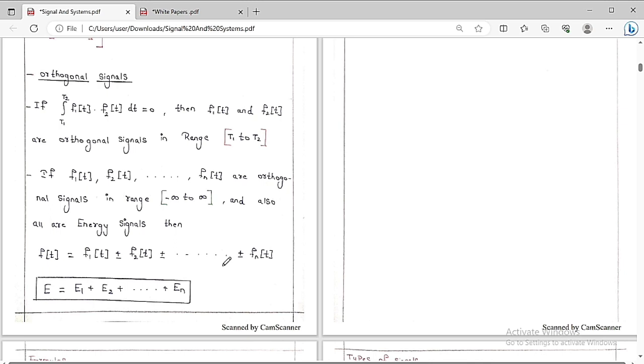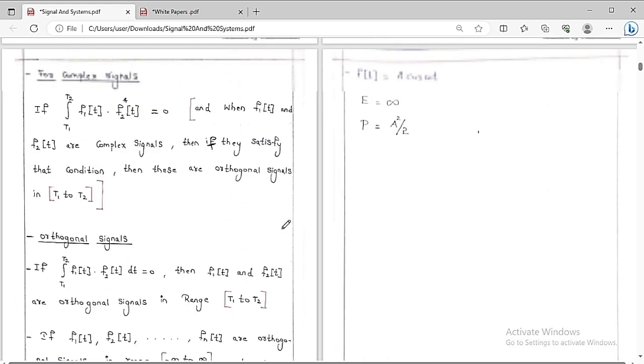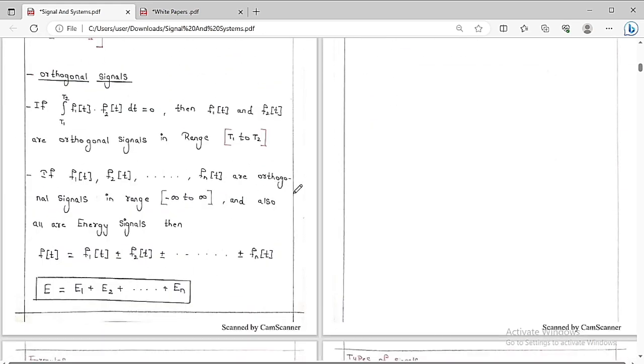So finally, I can say only one point. Suppose you take all energy signals and all these are orthogonal, then whether you do subtraction or addition in different manner, finally the resultant signal energy is nothing but the summation of the individual signal energies. Similarly, if you take all power signals and all these are orthogonal, and whichever addition or subtraction you do, you get the net resultant signal f of t. For that, the net power is the summation of the individual signal powers. So this is what I am trying to tell you. This is the concept that you always have to keep in mind.